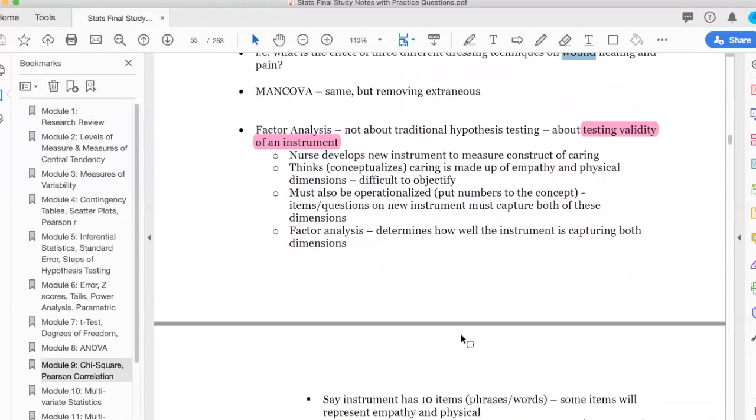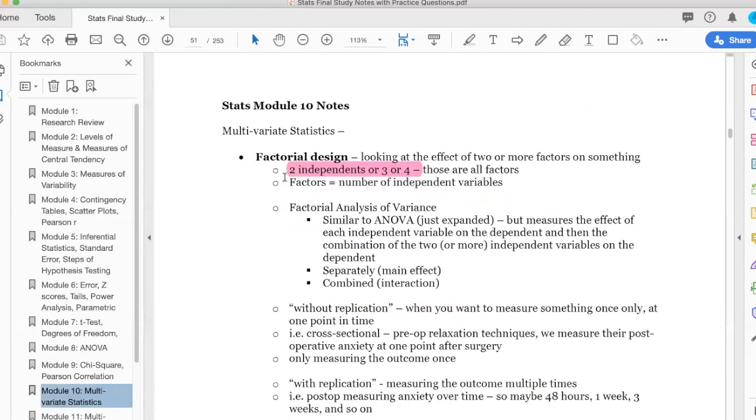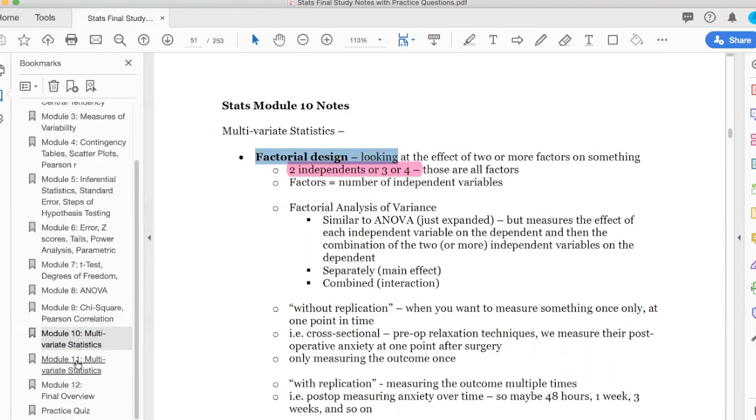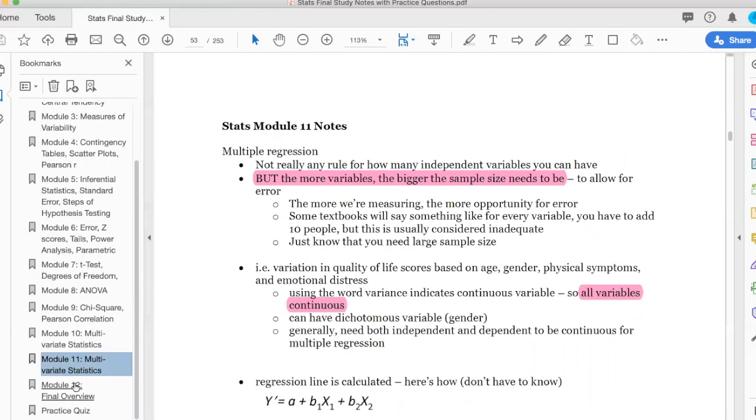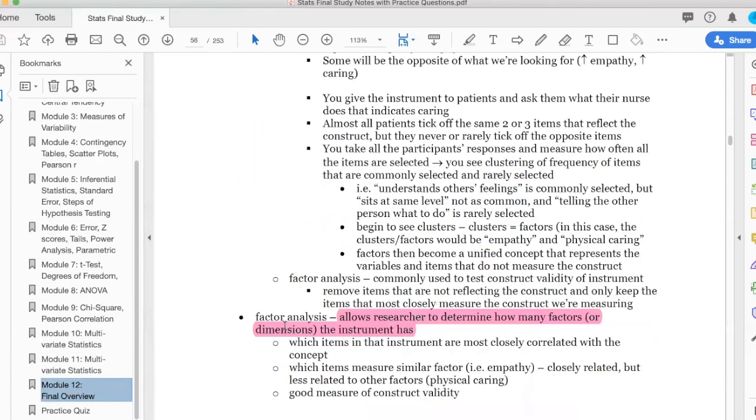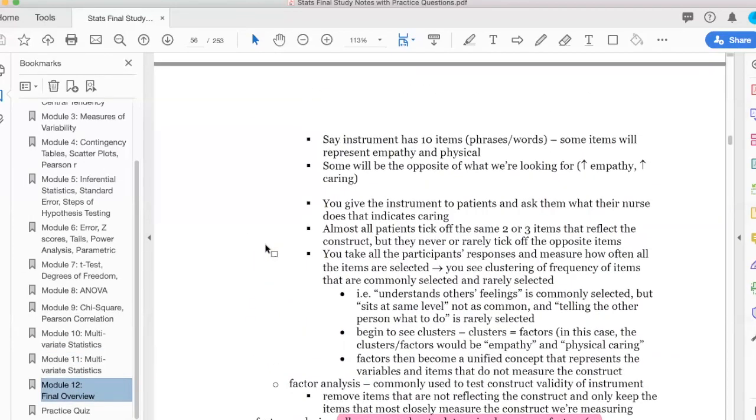Okay, and then this last thing is pretty important. A factor analysis, not to be confused with factorial design, okay? When we started talking about multivariate statistics, the first thing I said was, we're talking about factorial design with all these different factors and so on, right? So factorial design is different than factor analysis, okay?